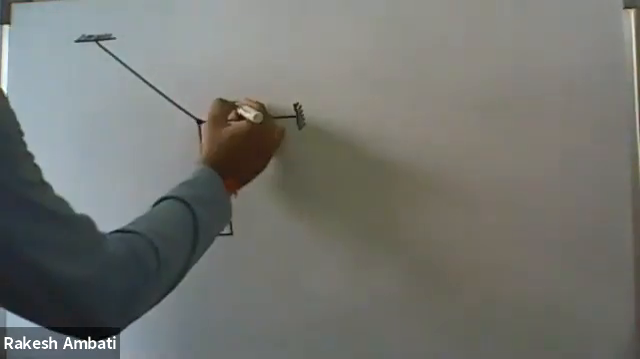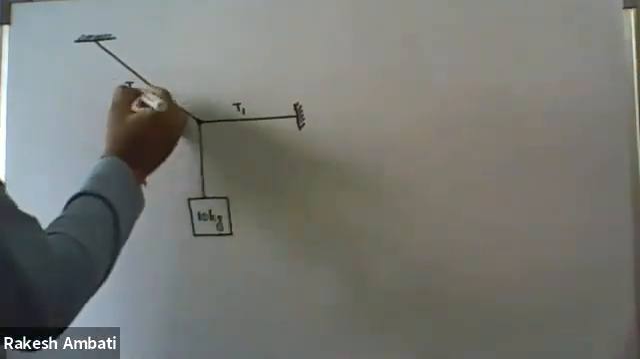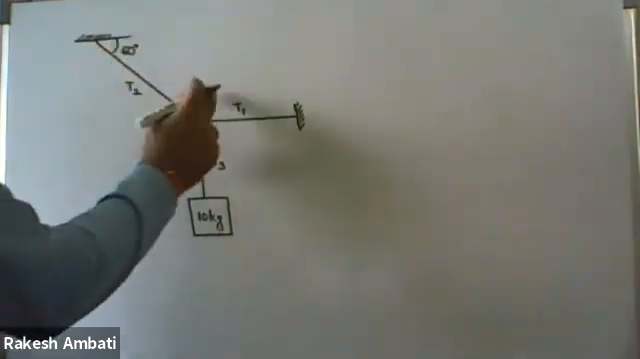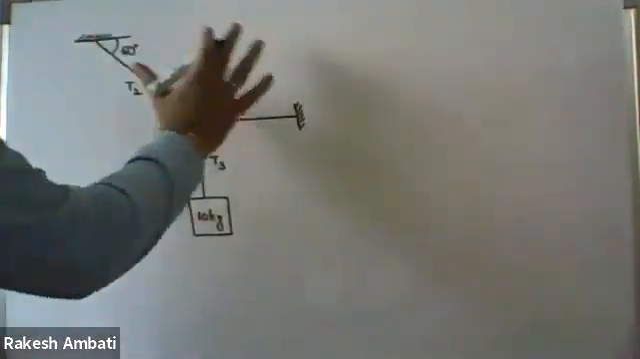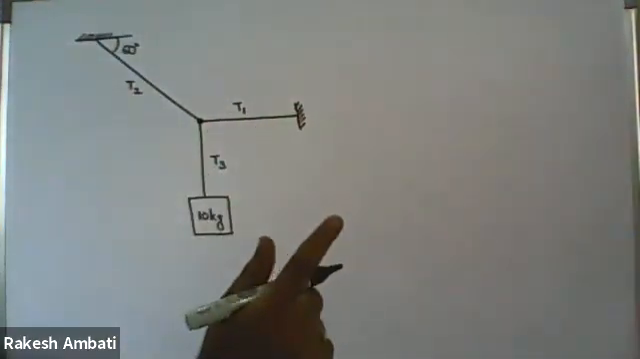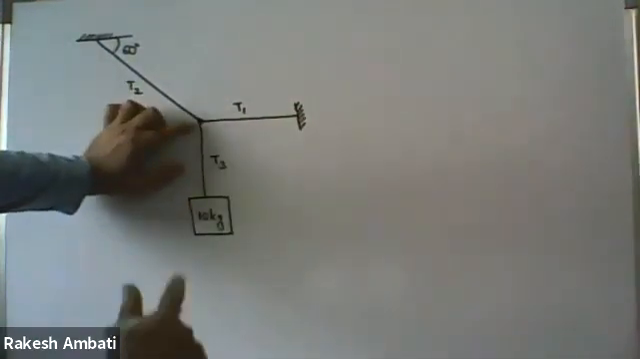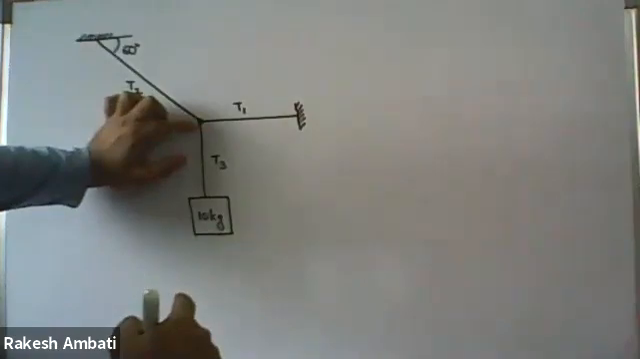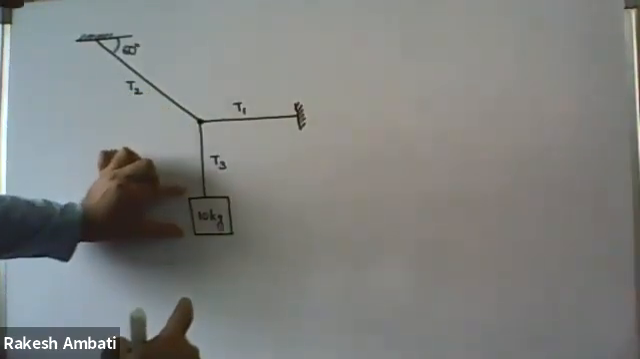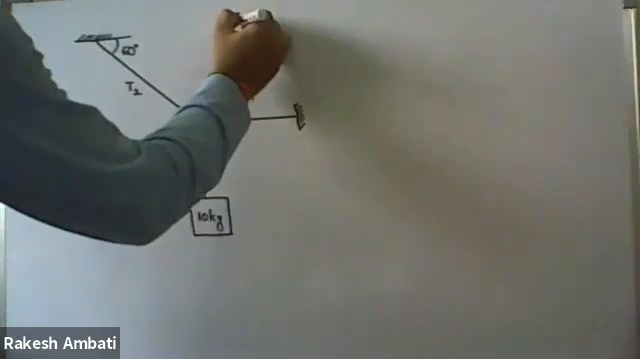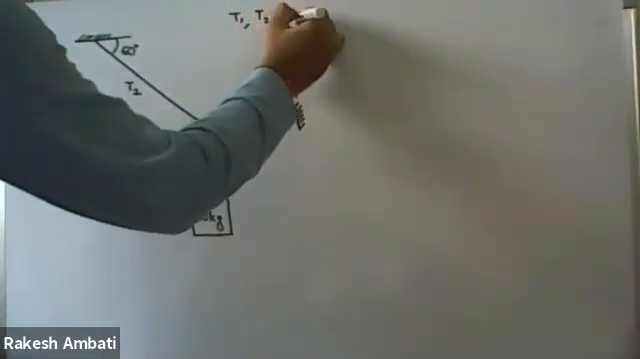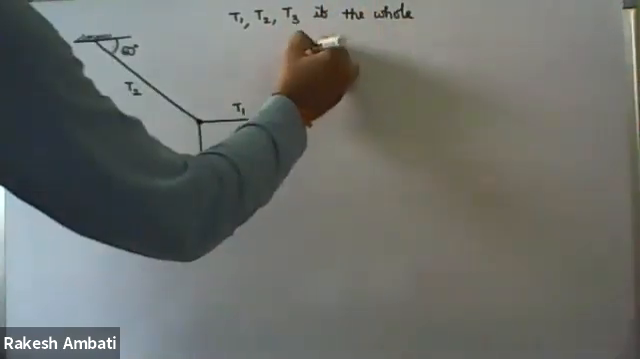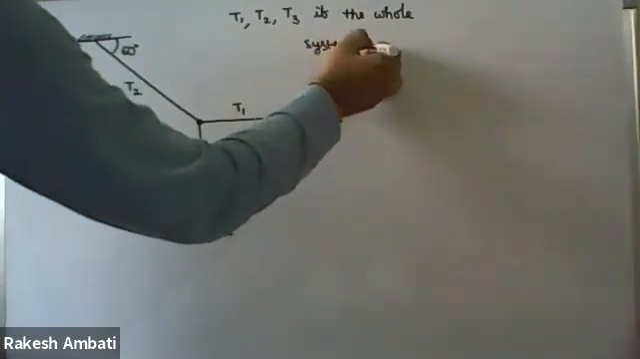In the question, in this string, tension force T1, tension force T2, tension force T3, and this angle is given 60 degrees. Find T1, T2, T3 if the system is at equilibrium. System is at equilibrium means this block is at equilibrium, the tied point is also at equilibrium. The whole system is at equilibrium.